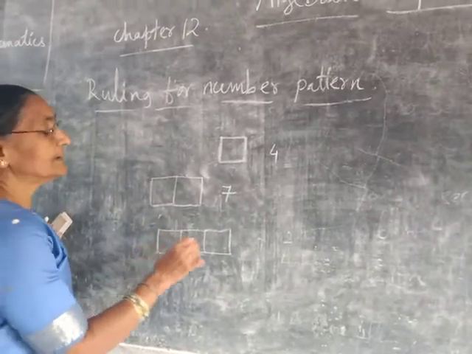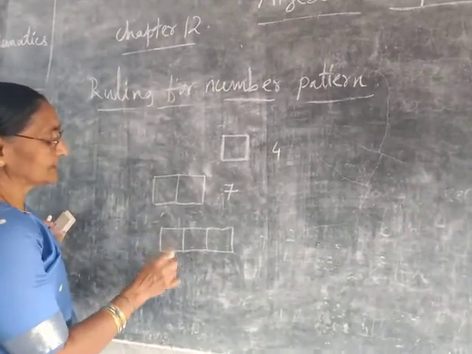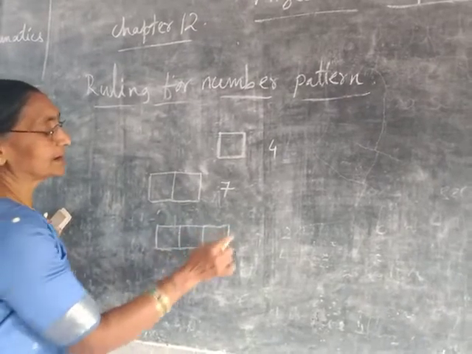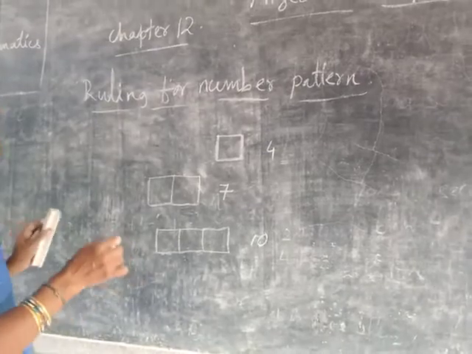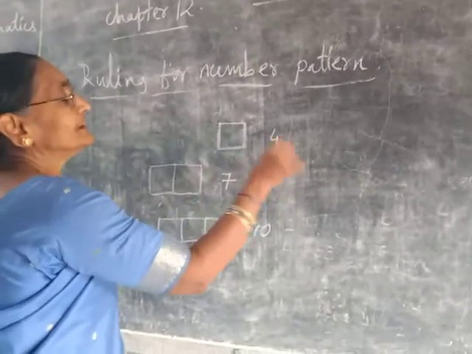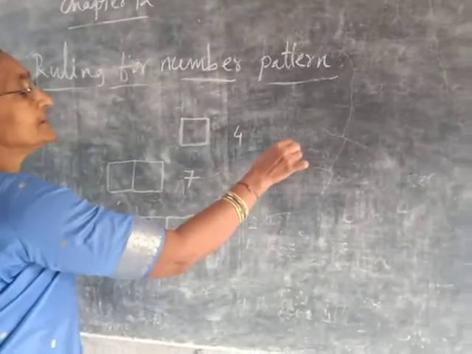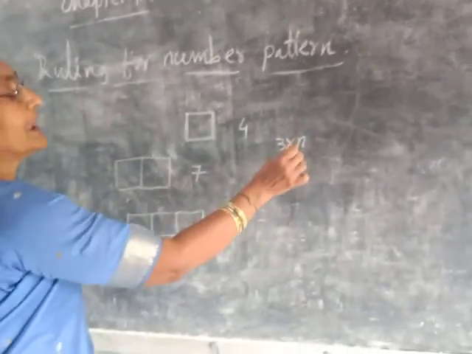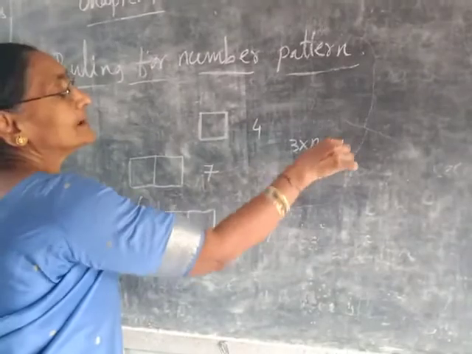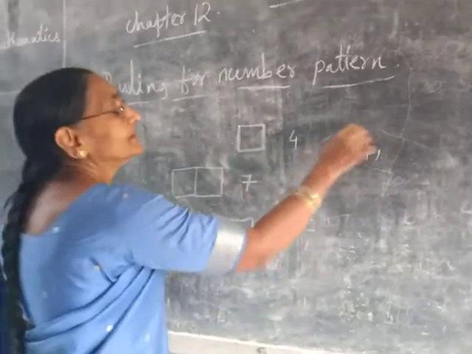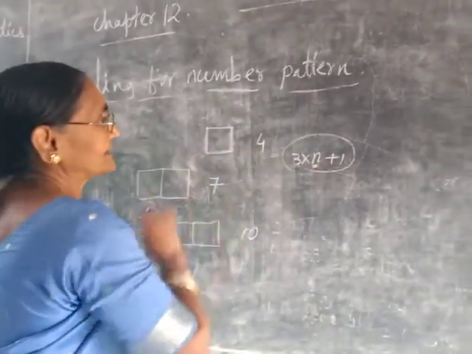Then how many will come? That is 1, 2, 3, 4, 5, 6, 7, 8, 9, 10. 10. This is the pattern. That pattern, how we will use the rule? This rule is 3 into n. 3 and n means the figure. Plus 1. Plus 1 means the successor. This is the formula of the pattern.